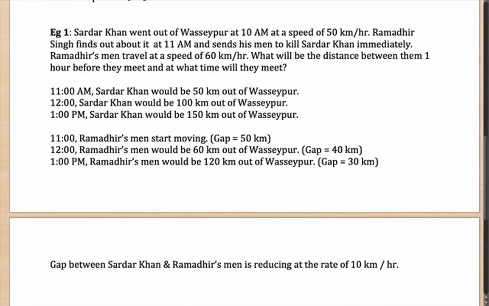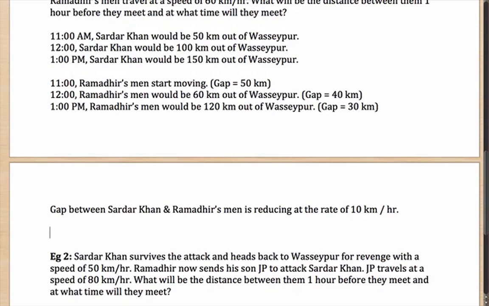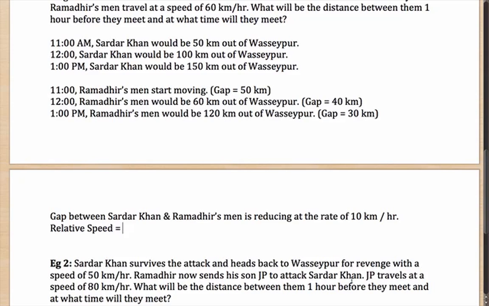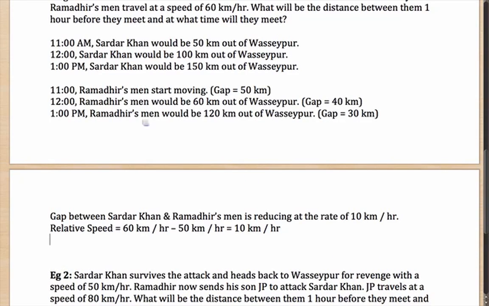This figure of 10 kilometers per hour could also be obtained by another idea, and that is the idea of relative speed. Relative speed of Sardar Khan and Ramadhir's men is s1 minus s2, or the higher guy, that is 60 kilometers per hour, the faster guy, not the higher guy, 60 kilometers per hour minus 50 kilometers per hour, which is 10 kilometers per hour. To solve this question, what you could have done is, you could have continued this list of 11, 12, 1, 2 and so on. You would have continued the list for Ramadhir's men also, 11, 12, 1 and so on.